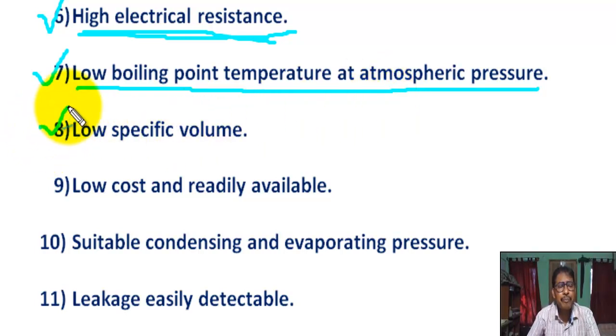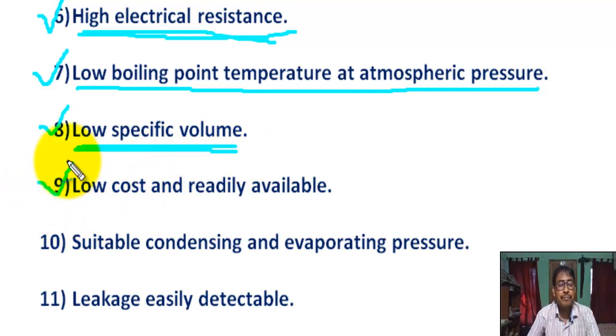Number 8, a refrigerant must be low specific volume. Low specific volume of the refrigerant at the suction into the compressor is always desirable because it reduces the size of the compressor for the same refrigeration capacity.